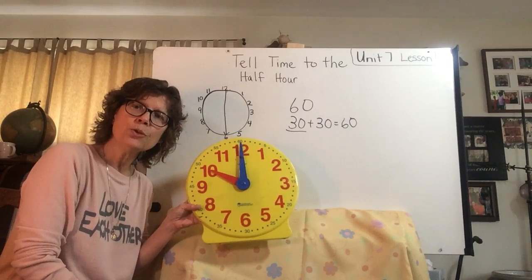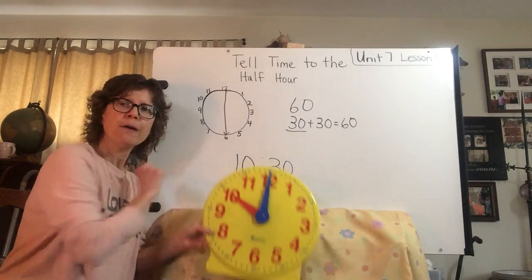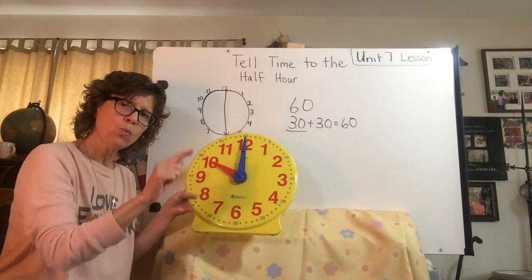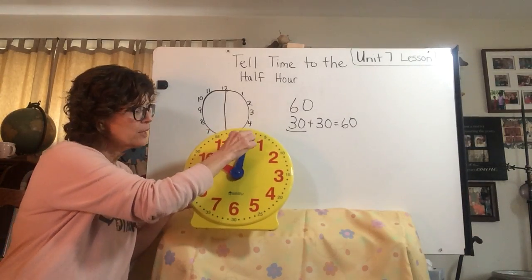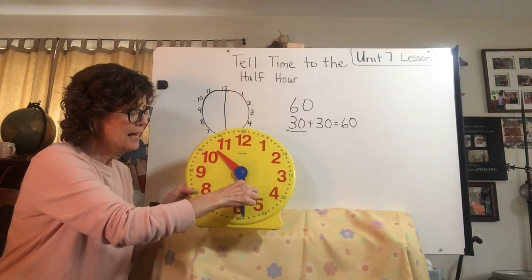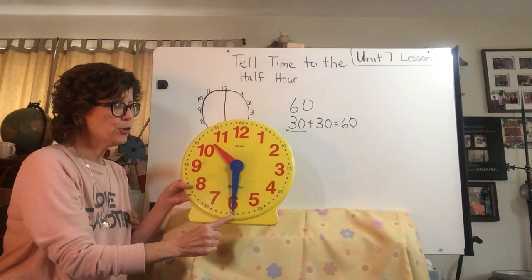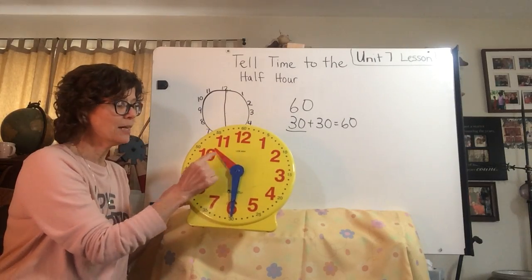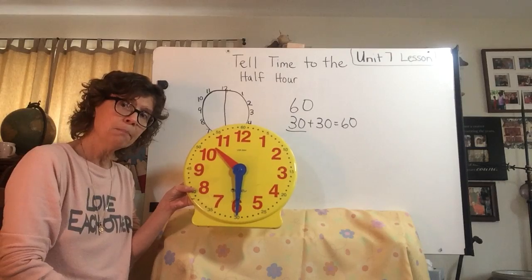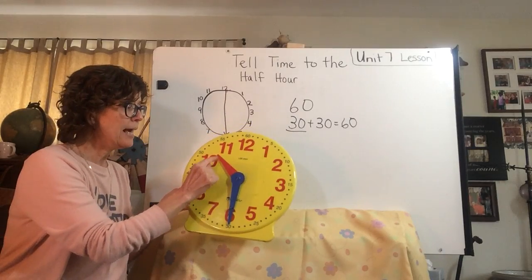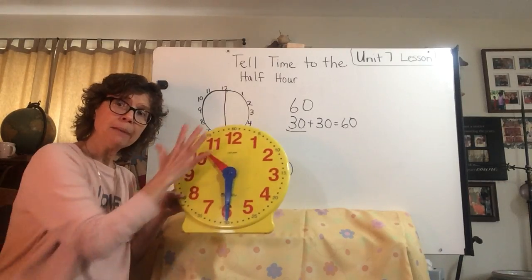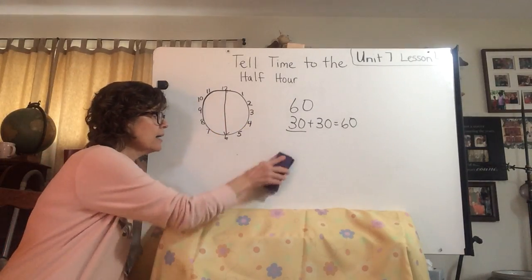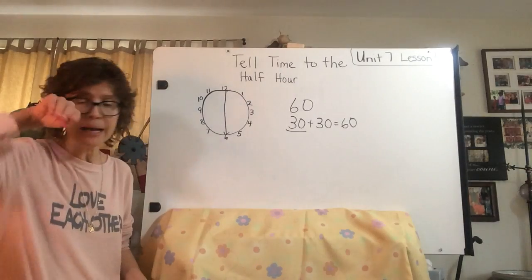Now we have to do the 30, the half past, because 30 plus 30 is 60. There we go. 10:30. It's not on the 11. You can't move this hand. I can't move that. It's stuck there. Only the minute hand can move it. So here's our 10:30. I'm going to do this a couple times now the other way. I'm going to look at my clock, and then we're going to have to write the time.